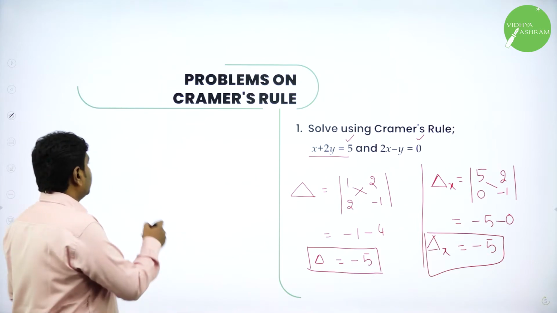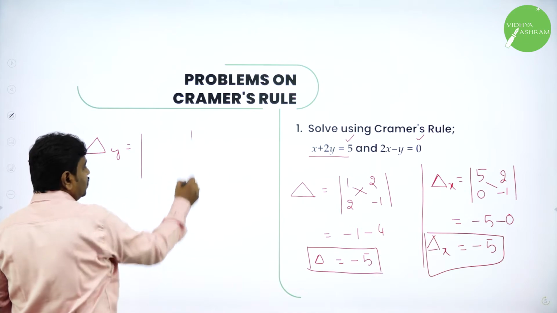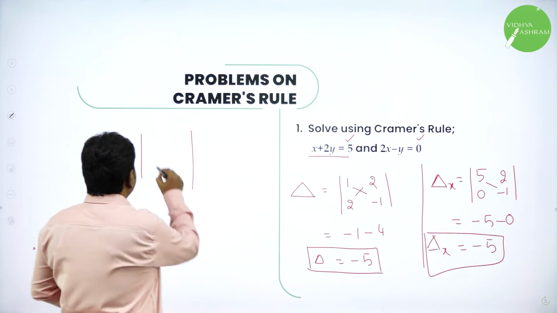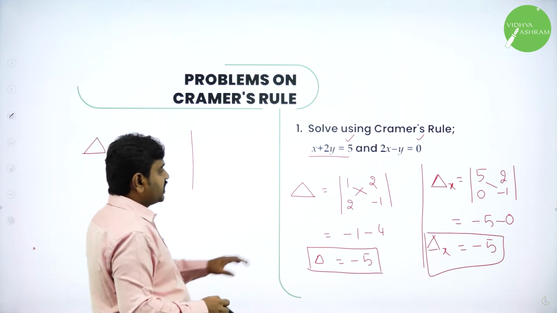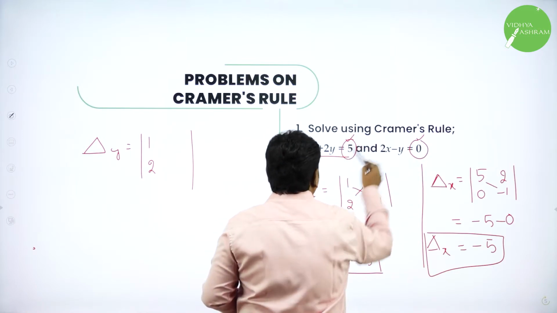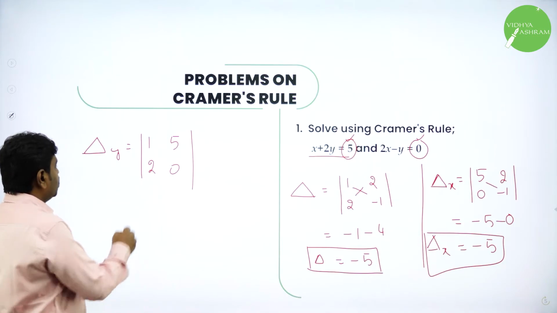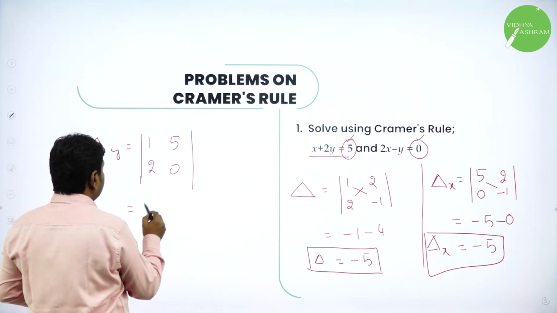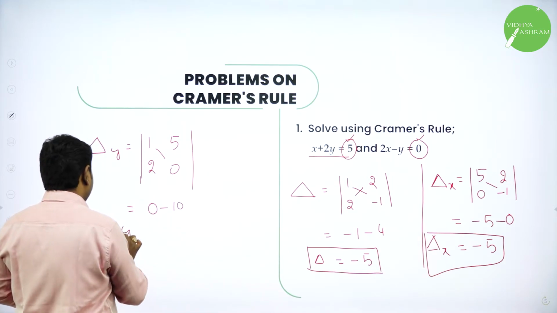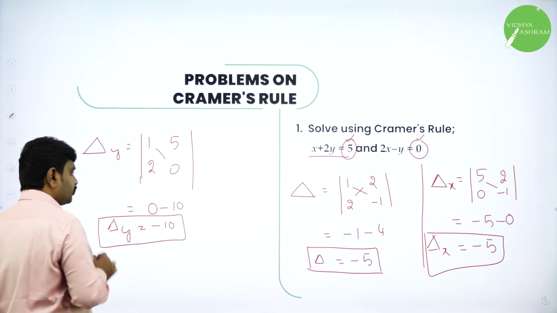Now we go to delta y. How to find delta y? Delta y means in delta, retain the first column as it is. First column is what? 1, 2. But the second column, replace it by constants. What are the constants? 5 and 0. So in the second column you write 5, 0. Expand this 2 cross 2 determinant. If you expand this, we will get 1 zeros are 0 minus 5 twos are 10. So delta y is exactly minus 10. So you got delta y value.